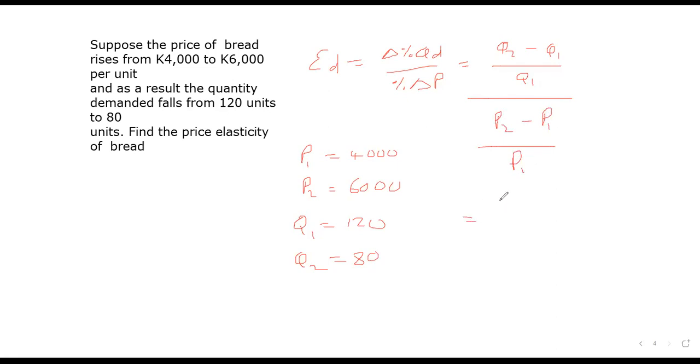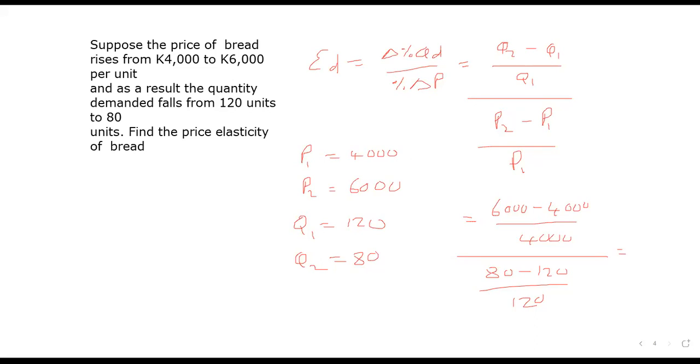Which is equal to 6,000 minus 4,000 divided by 4,000, everything divided by 1, divided by 80 minus 120 divided by 120. And now we compute, that is 2,000.